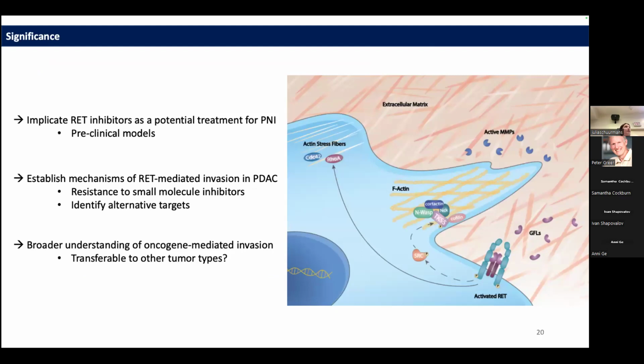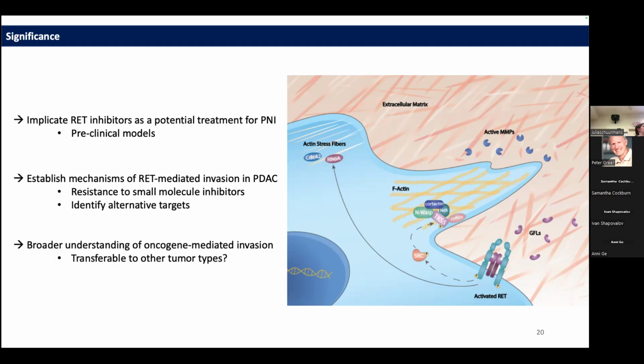So, just some quick significance of my work. Hopefully it will implicate RET inhibitors, which, as I said previously, are used clinically for certain RET-expressing cancers like non-small cell lung cancer. It will hopefully implicate these inhibitors as potential treatments for PNI and PDAC specifically, and create a foundation for checking this in preclinical models.